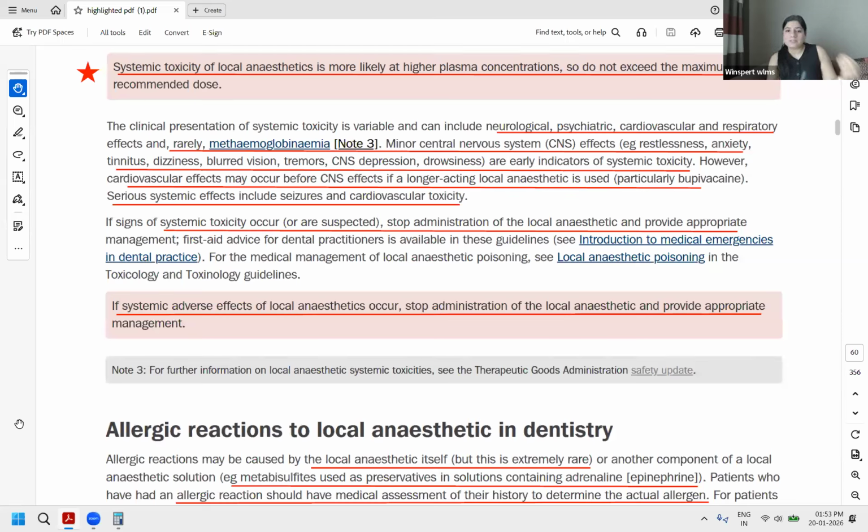So the milder signs of CNS toxicity should be addressed immediately, like dizziness, tinnitus, blurred vision, tremors, and drowsiness. Immediately stop giving anesthesia, make the patient recover, and manage the emergency based on the ABC: airway, breathing, circulation signs.